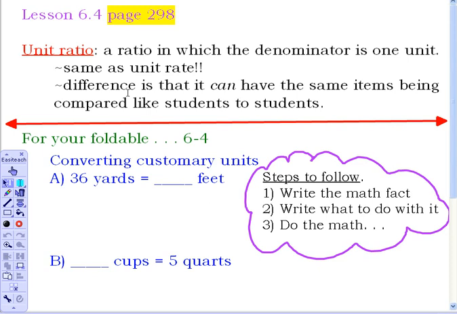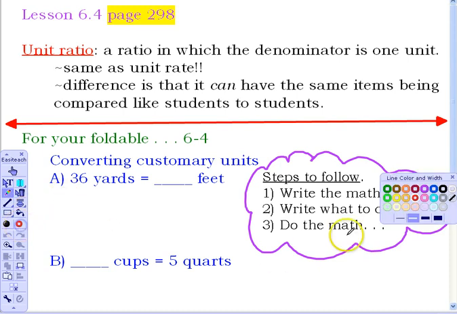So the steps to follow are over there on the right. Write the math fact is the first step. So you need to use either your big G or the chart your teacher has given you regarding those math facts, okay? Memorizing some of those customary system measurements. Then write down what to do with it and then actually go through and do the math. So here's what we mean by write the math fact.